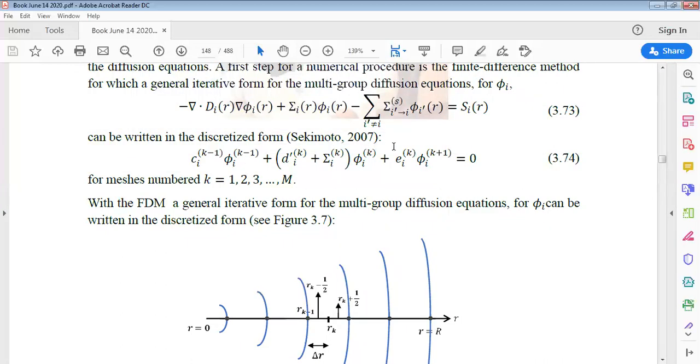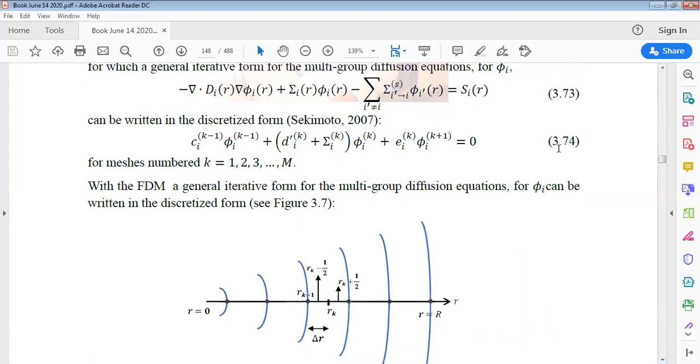So at the kth flux of group I, you see, this is the kth flux. So the flux at Rk, given by the superscript k, for the energy group I, so phi Ik is the flux at energy group I at the point Rk, and it is related to the flux in the same energy group I at the point k plus 1. And so this is the discretized form over here.